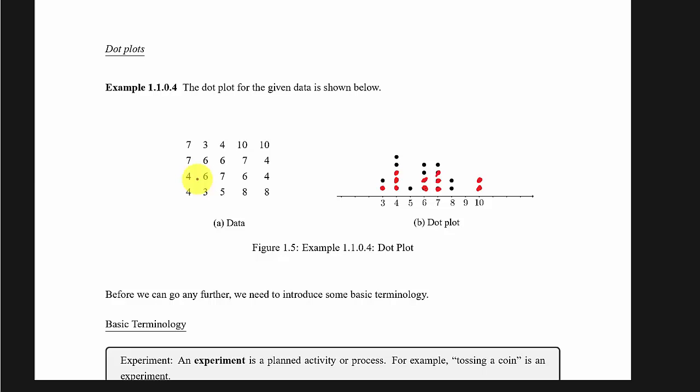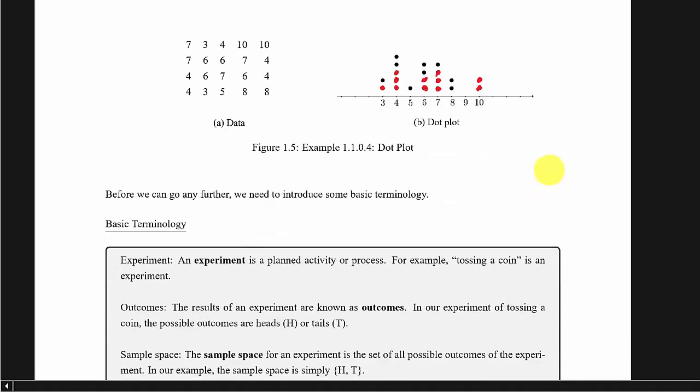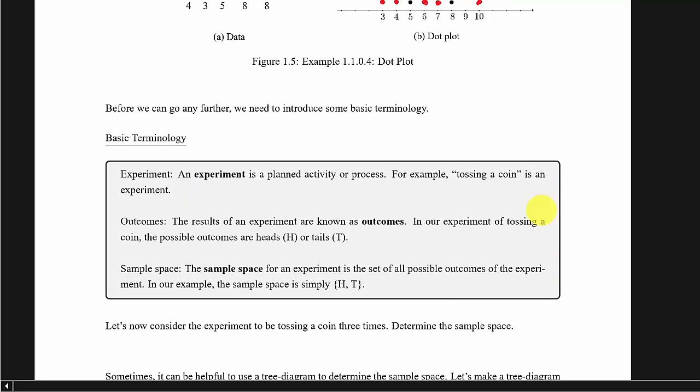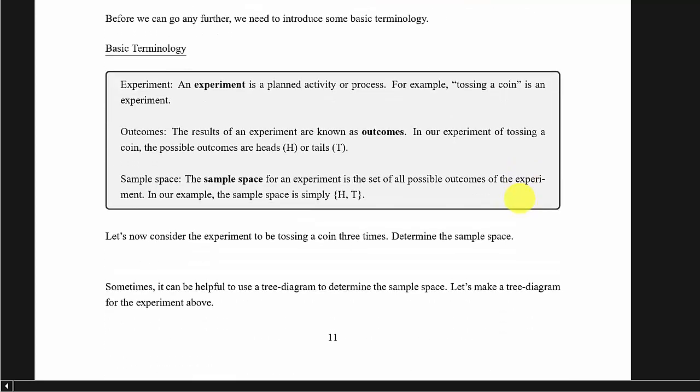All right, so that is, like I said, a very brief and quick description of some ways that we can represent data graphically. Okay, like I said, it was not a lot of detail. I know that. That's not really the intent of this course, to get into a lot of detail on that stuff. All right, so let's look at some basic terminology.